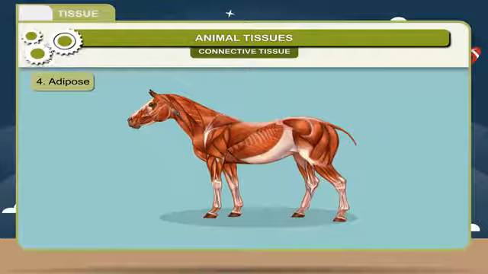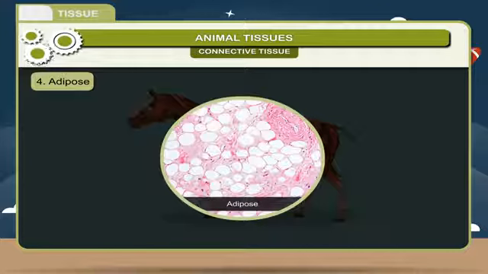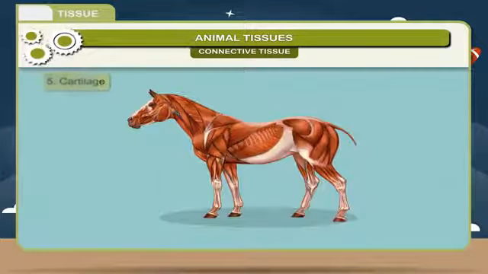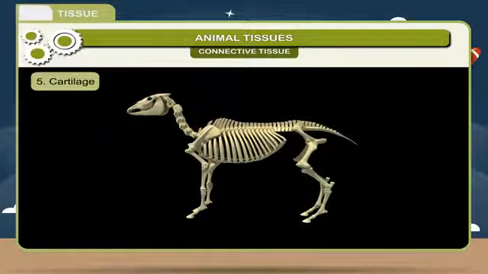4. Adipose. A fibrous tissue which contains a large number of cells filled with fats. This tissue acts as a shock absorber and also forms an insulating layer. 5. Cartilage. These are the tough elastic tissues that are found in the nose, throat, ear, and in other parts of the body and form most of the skeleton in infancy.